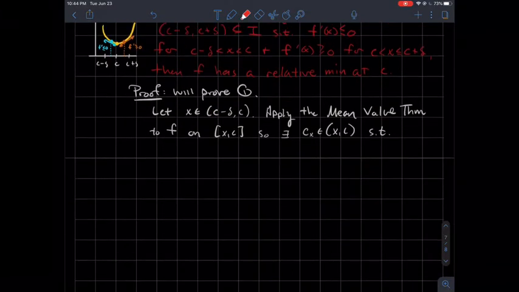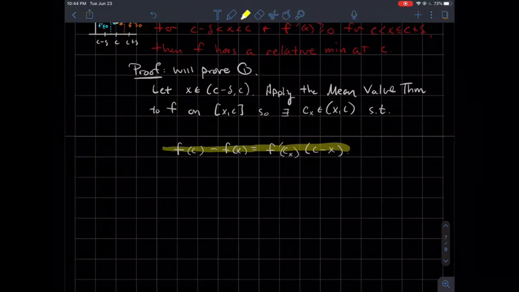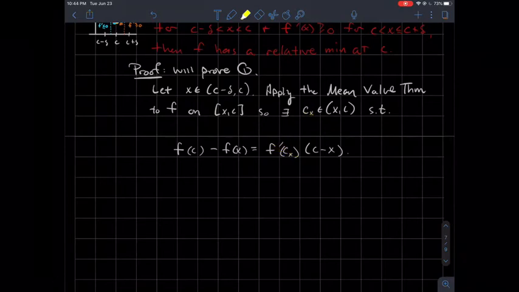So what we'll do is, like usual, we'll apply the mean value theorem to this function f from this interval from x to c. So there exists some number, I'll call it c sub x just because it depends on whatever that x is, such that, my usual equation from the mean value theorem, f of c minus f of x is equal to f prime of this number c sub x times c minus x. So again, just to emphasize, this x is just notation, it's a subscript on c here.